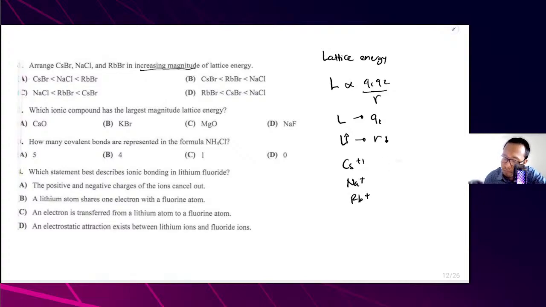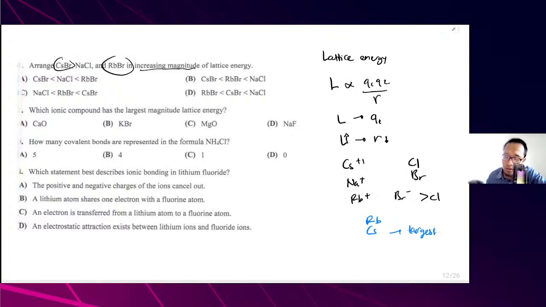Now we need to compare between Cl and Br. As you can see, Br is larger than Cl. So now we have two Br over here, right? We have two Br, so Rb and Cs, which one is bigger? Which one is larger? Cs is the largest one.